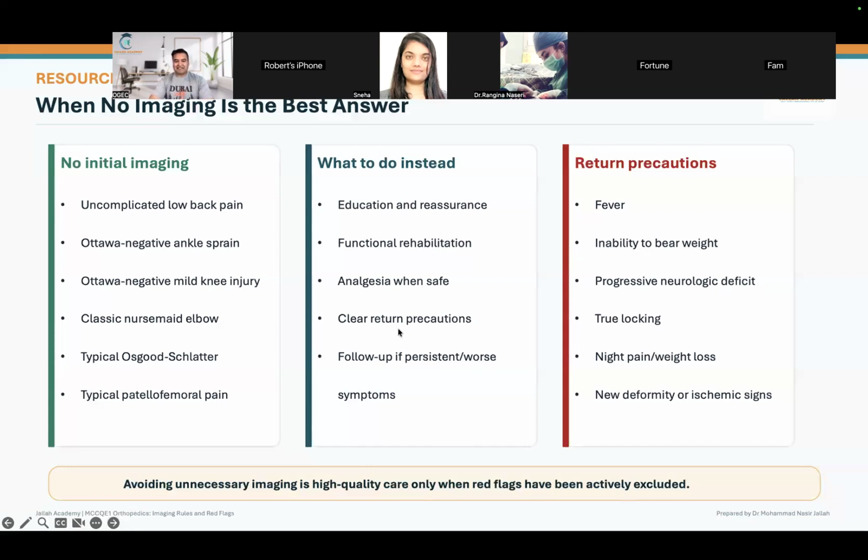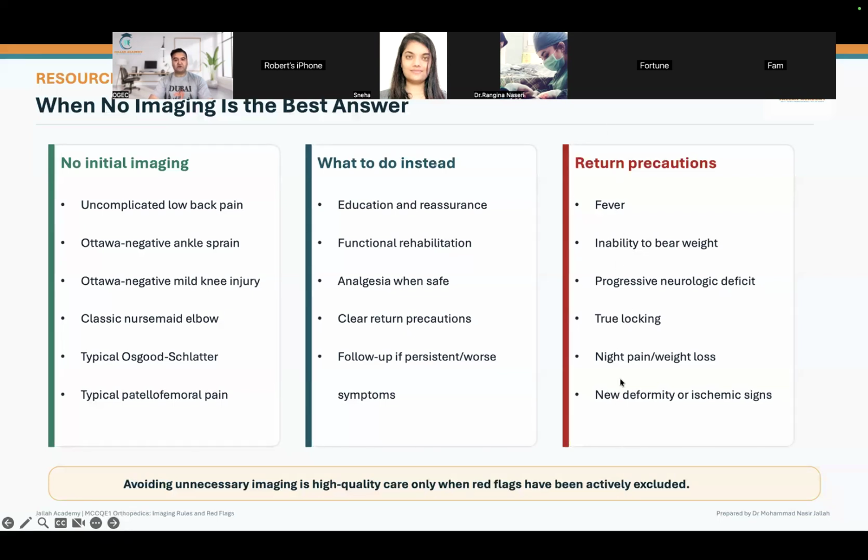If it is a clear, classic nursemaid elbow, you have to do the reduction, and also you have to educate the parents. Osgood, again, follow up with persistent or worsening symptoms, but you just do the conservative treatment and functional rehabilitation. Return precautions are very important for those of you who are doing NAC OSCE.